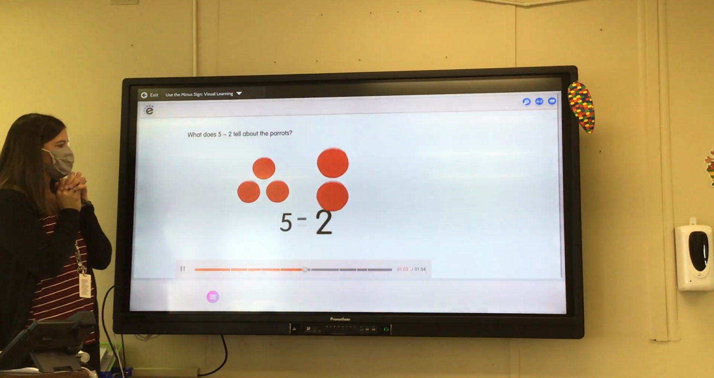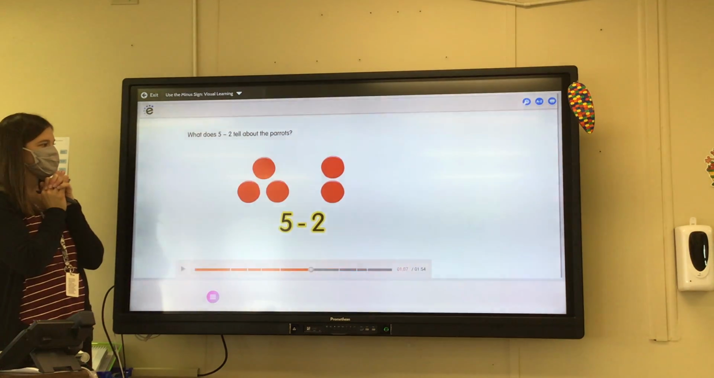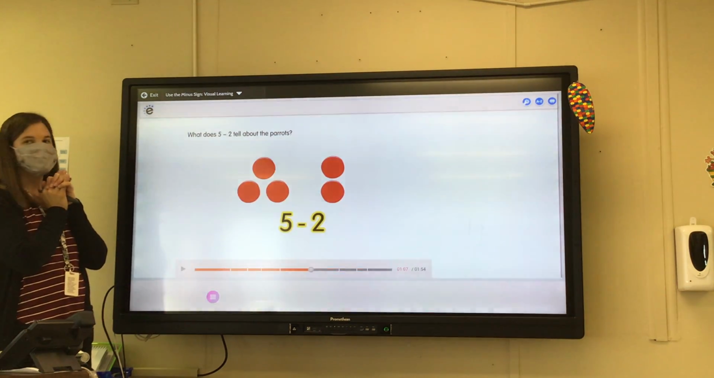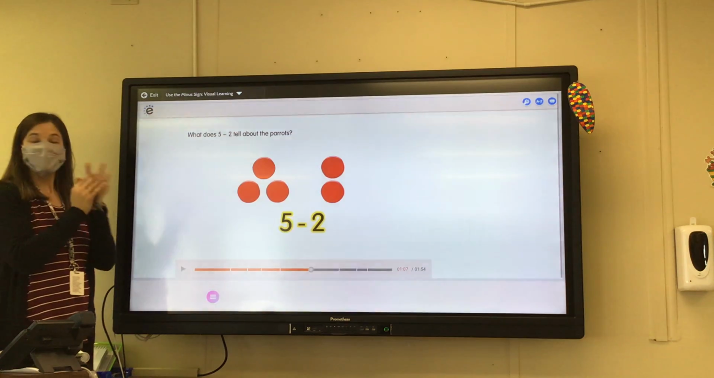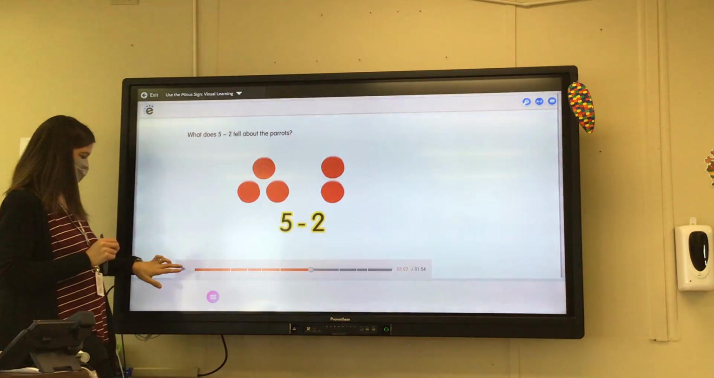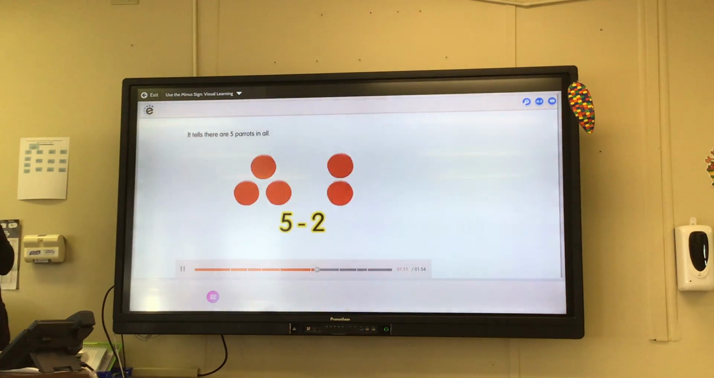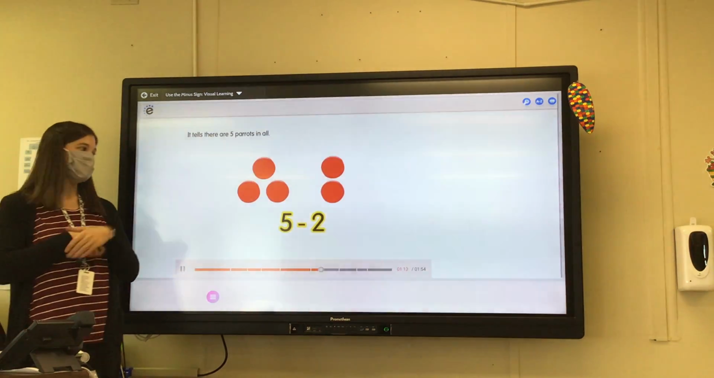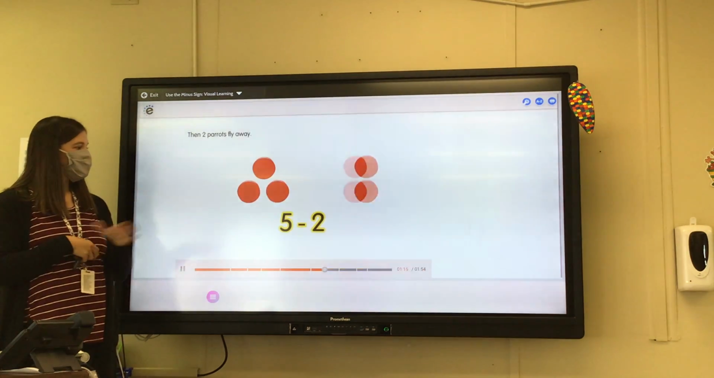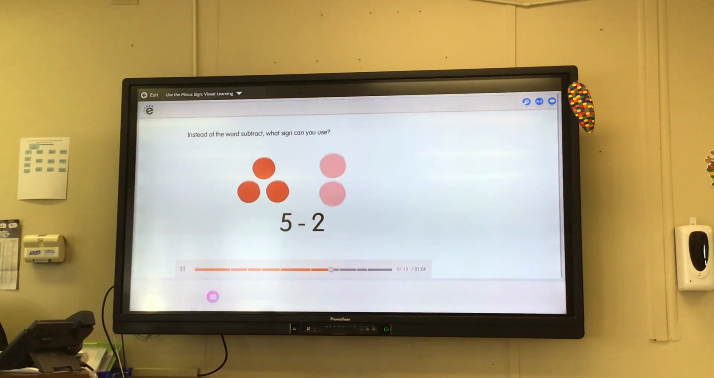What does 5 subtract 2 tell about the parrots? It tells that 2 flew away, right? We're taking away 2. It tells there are 5 parrots in all. We start with 5, then 2 parrots fly away. There you go. Instead of the word subtract, what sign can you use?